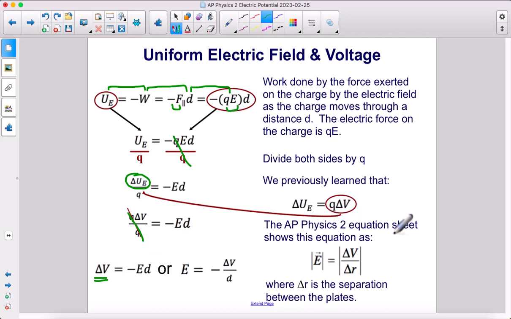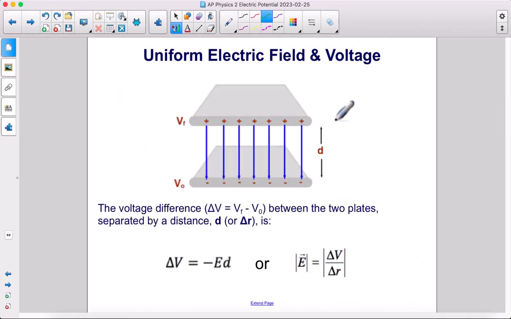The AP Physics 2 equation sheet shows this equation like this. So they've rearranged it to solve for electric field. Electric field equals change in voltage divided by the separation between the plates. In summary, the voltage difference between the two plates, separated by a distance d, or as it's written on the AP2 equation sheet, r, is V equals Ed. On the AP2 equation sheet, they get rid of that negative sign by just putting everything inside absolute value signs.